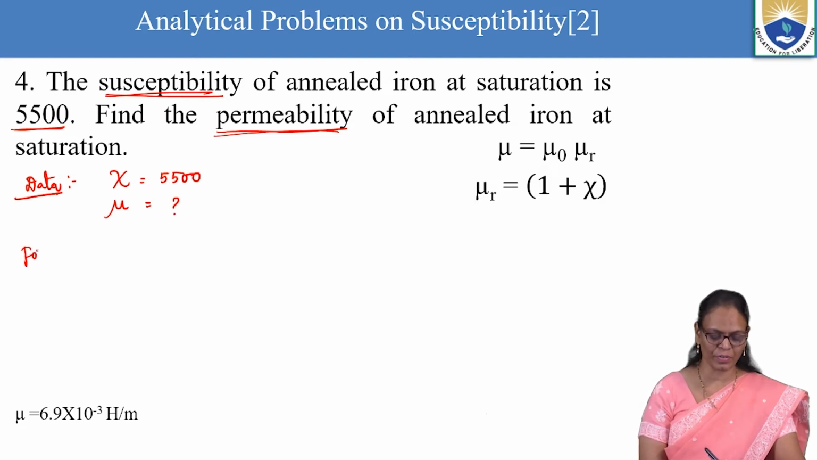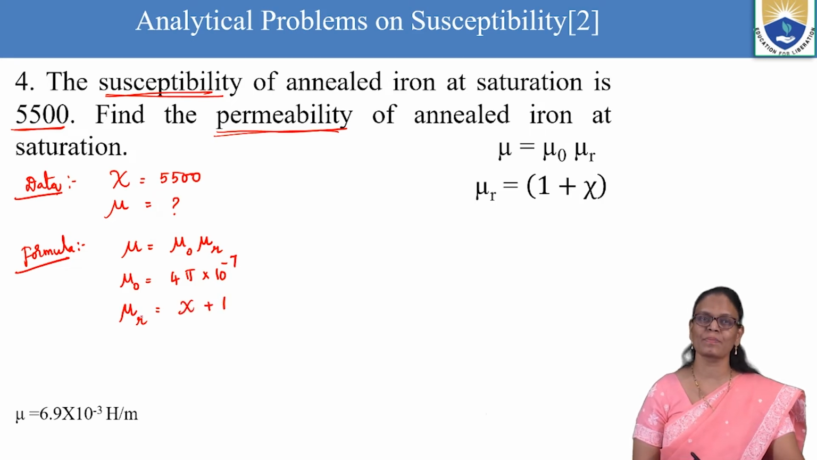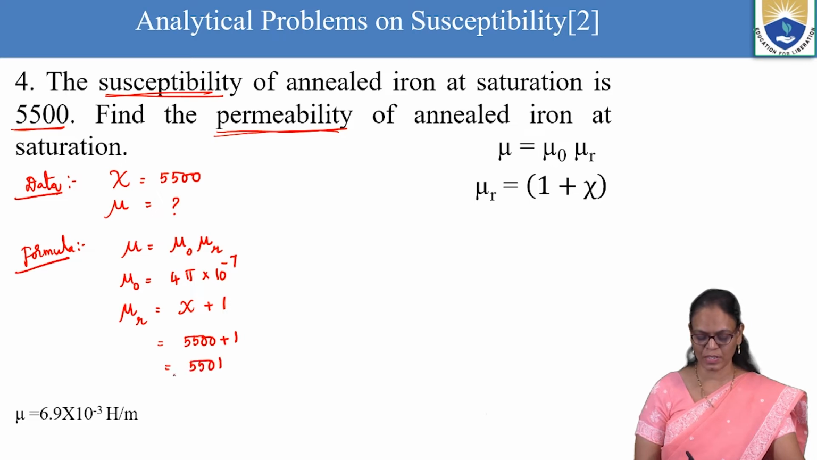So which formula are we going to use? We have to find mu. So mu is equal to mu naught into mu r. Mu naught is a constant, 4 pi into 10 power minus 7. But mu r is not known. But we know the formula for mu r can be written as chi plus 1. Chi is mu r minus 1, or mu r is equal to chi plus 1. Since the value of chi is given, we can easily find mu r. So 5500 plus 1. This is 5501. This is the value of mu r.